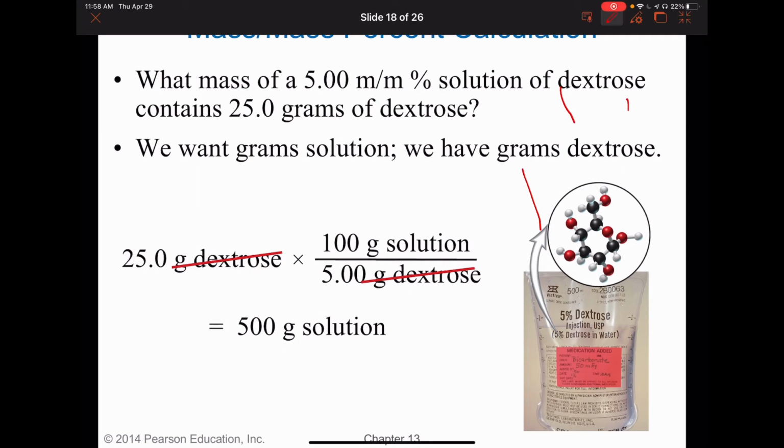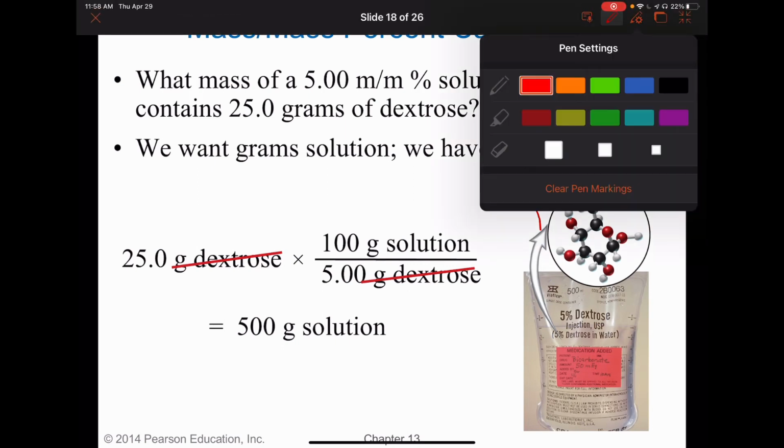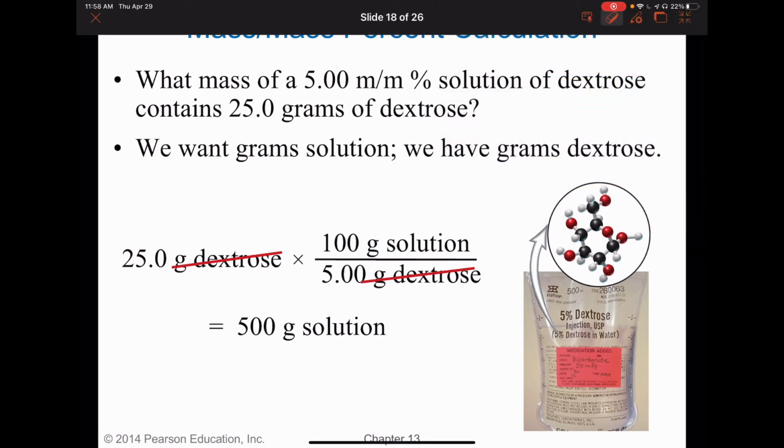Now I have all these lines on my slide. I want to erase them.